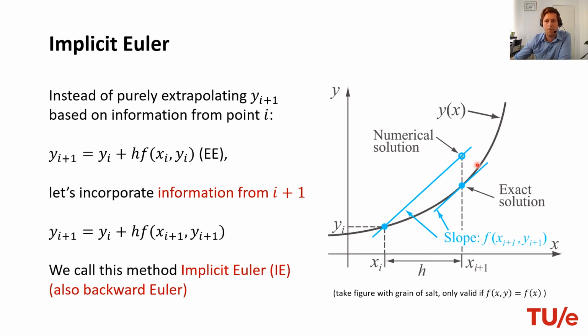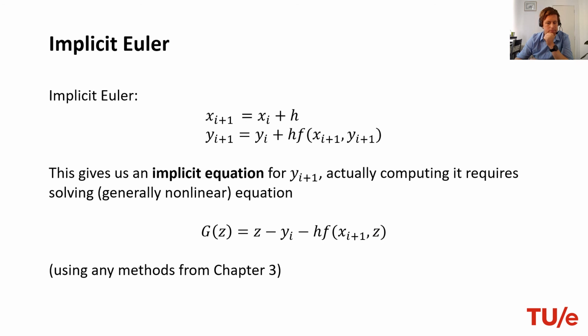This description also highlights the main difficulty in implicit Euler. We try to approximate the slope at a point that we do not know yet. So that's the difficulty in implicit Euler, that you cannot explicitly compute the slope. It comes out as a solution of an implicit equation. So that's implicit Euler for you.